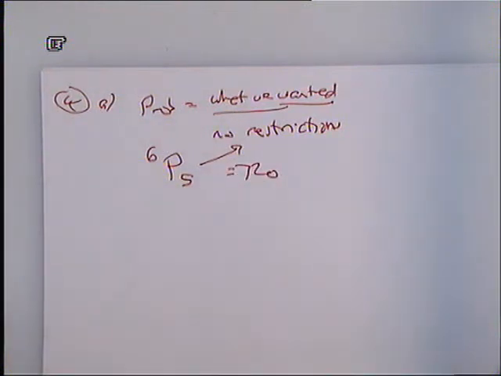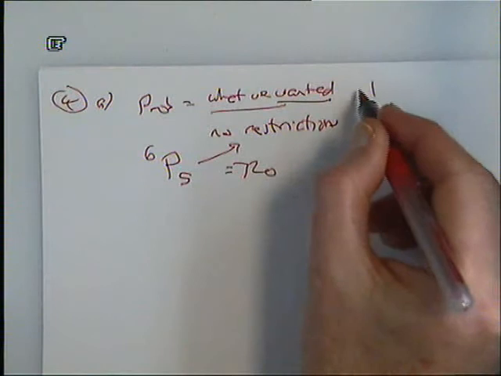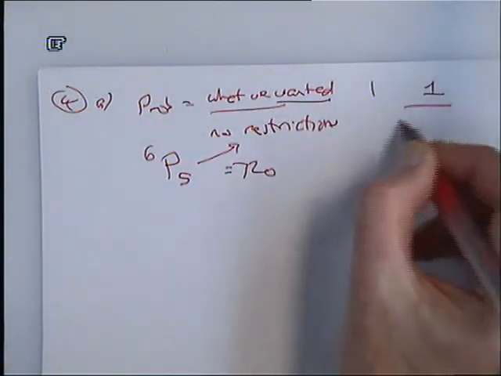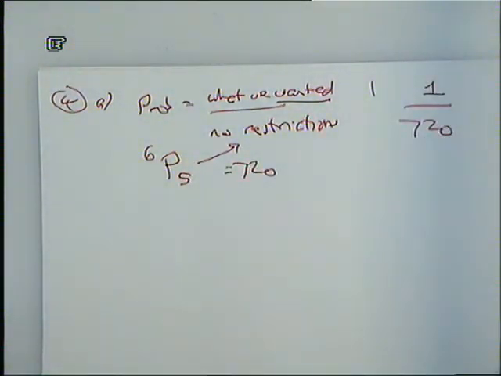Of those 720 arrangements, how many of them will give us what we want? 1. Yeah. So the answer is 1 over 720 for part A. Is the permutation the same thing as 6C5 times 5 factorial? Yes, it would be, because the permutation hasn't got the extra bit on the bottom, and you put something on the top to cancel out. So yes, it would be.